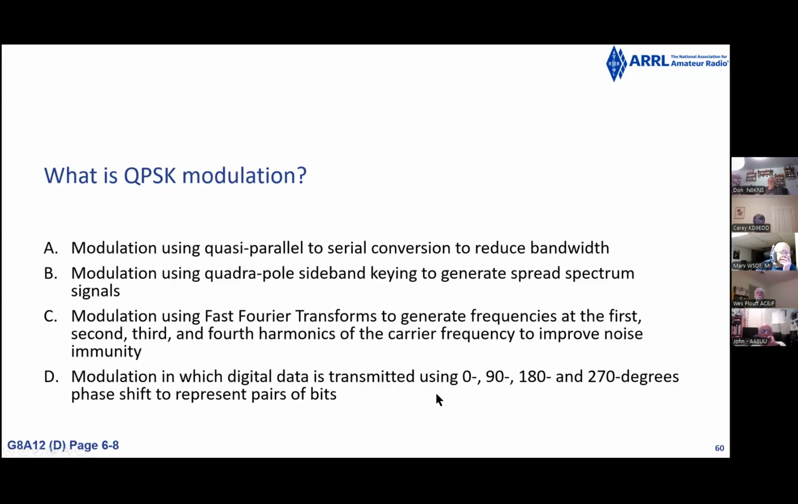QPSK does not use two separate tones. It uses one tone, but four phase angles. Four phase angles separated by 90 degrees instead of two phase angles separated by 180 degrees.